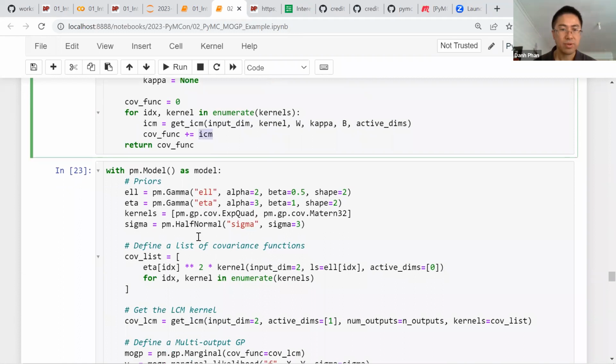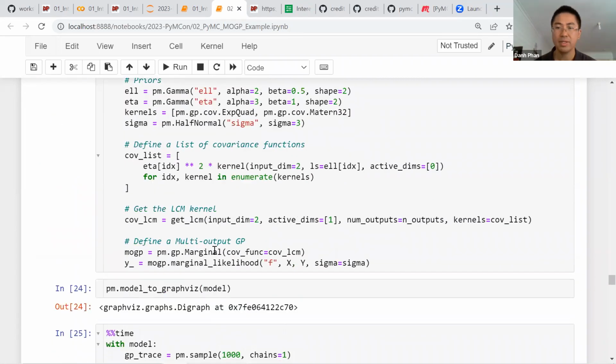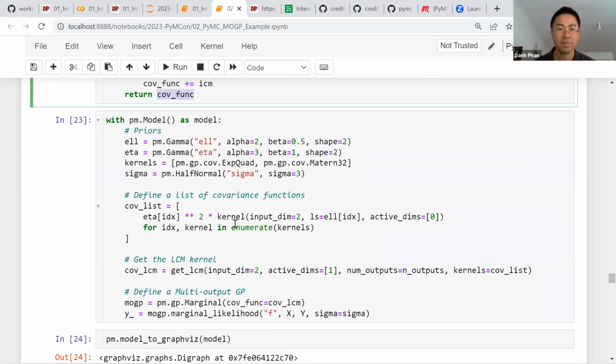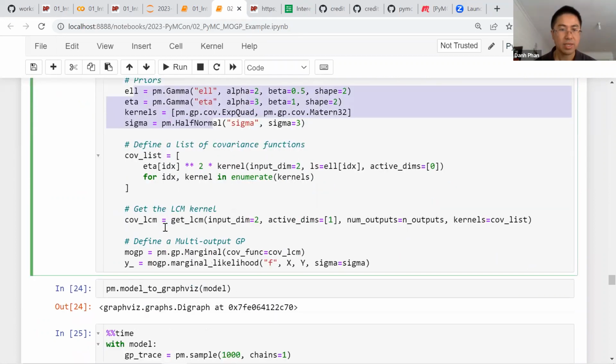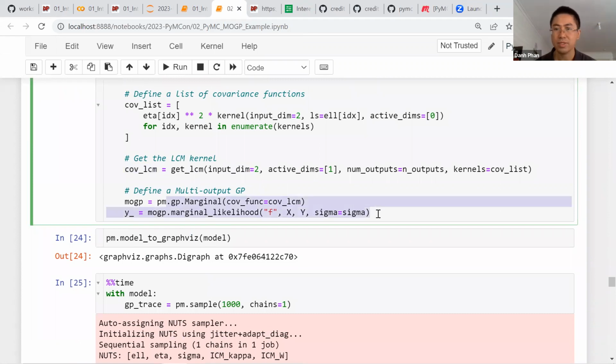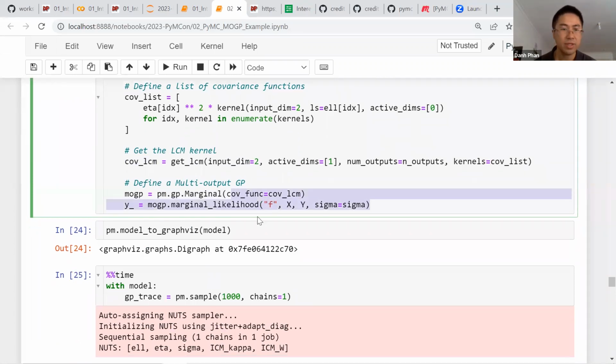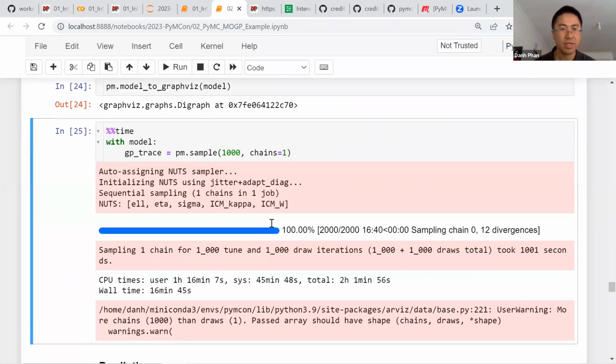After that we can have a covariance function, and the steps are similar to previous: we specify the priors and we get our covariance function for LCM, and then we specify our likelihood, and after that we do sampling. This sampling might take quite some time on your local computer if it is not strong enough.